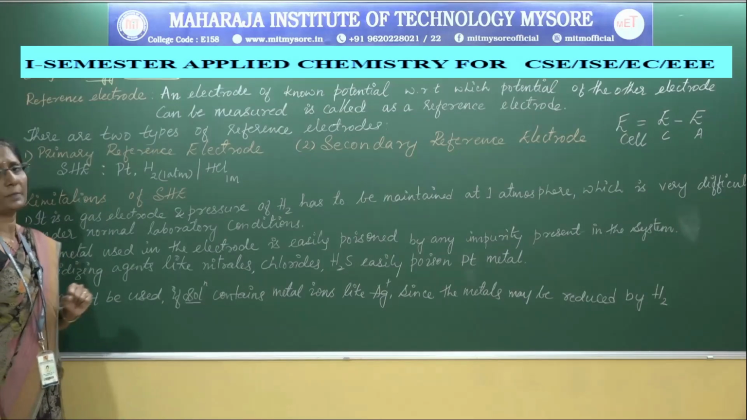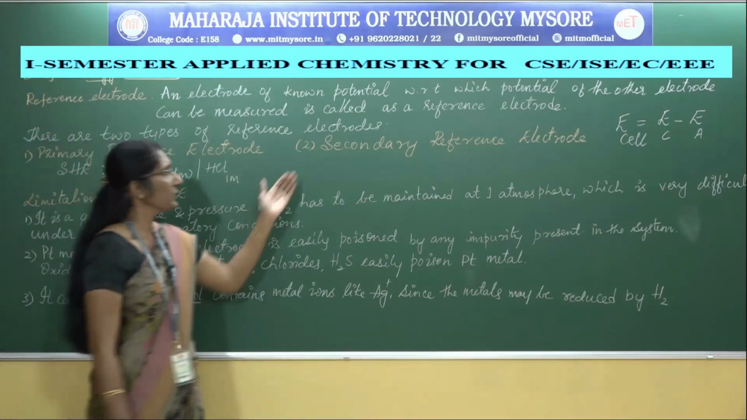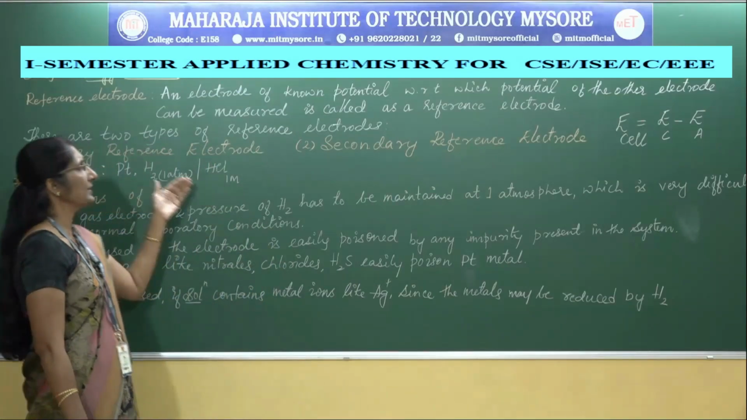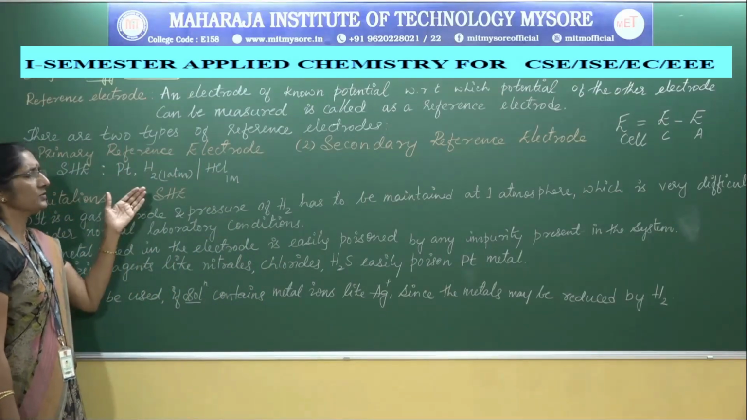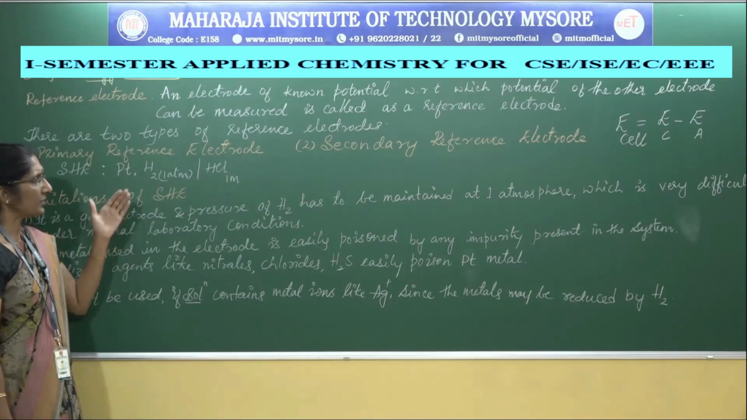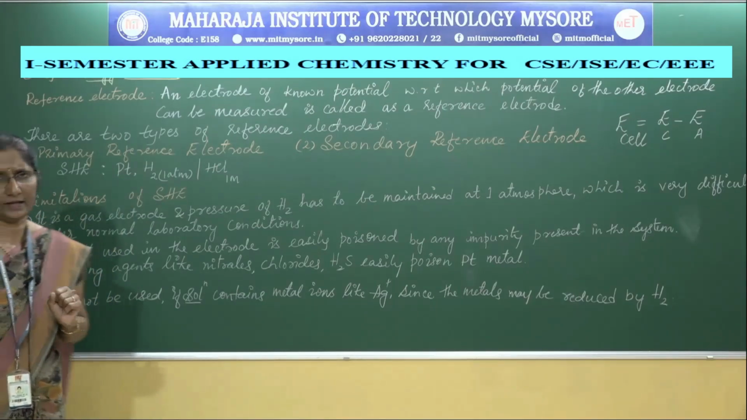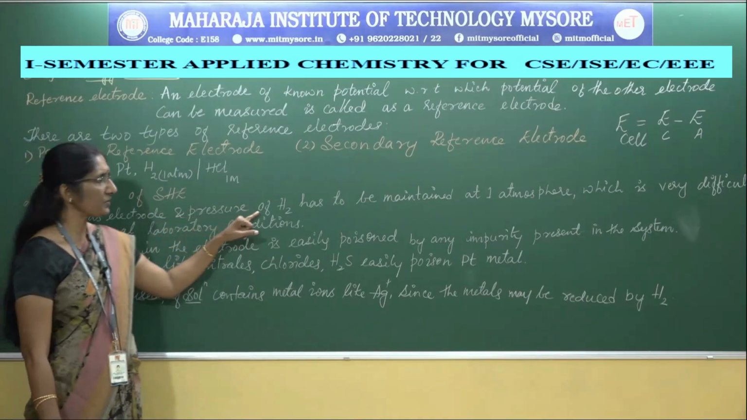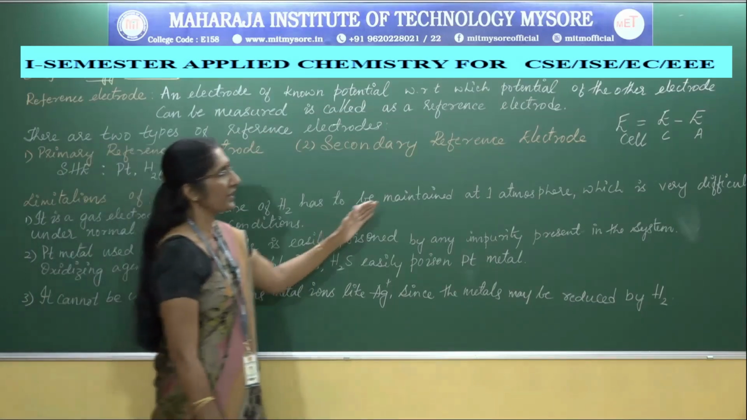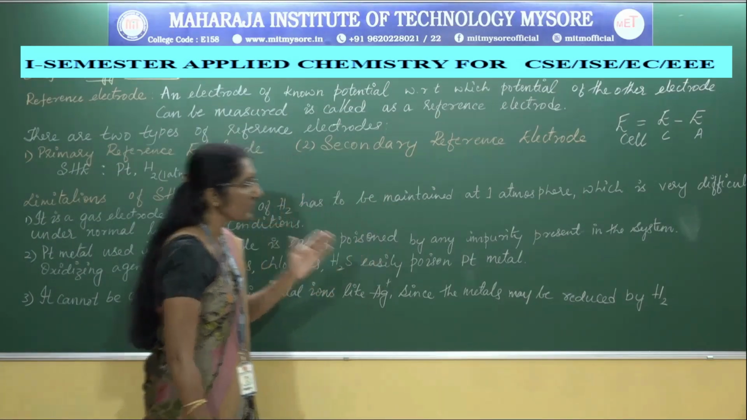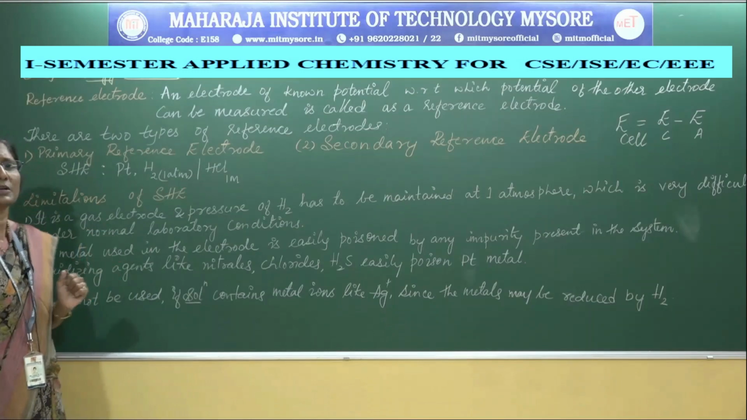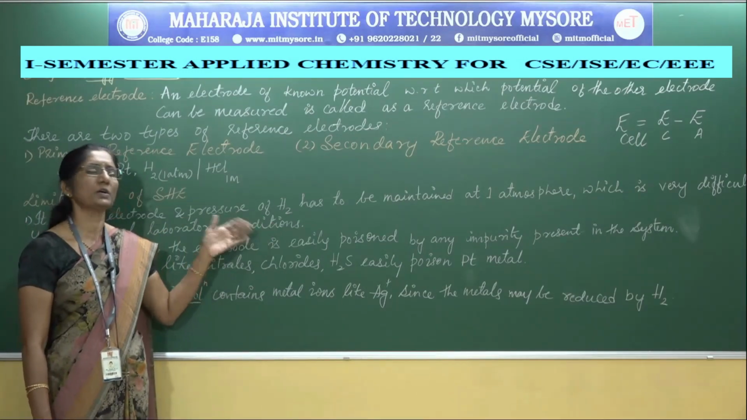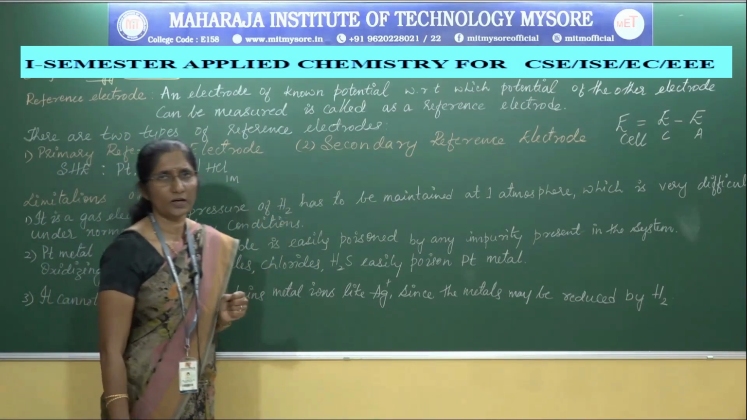What are the drawbacks of SHE? Why do we use secondary reference electrodes nowadays? The reason is that the primary reference electrode has many drawbacks. It is a gas electrode, and the pressure of hydrogen has to be maintained at 1 atmosphere, which is very difficult under normal laboratory conditions.